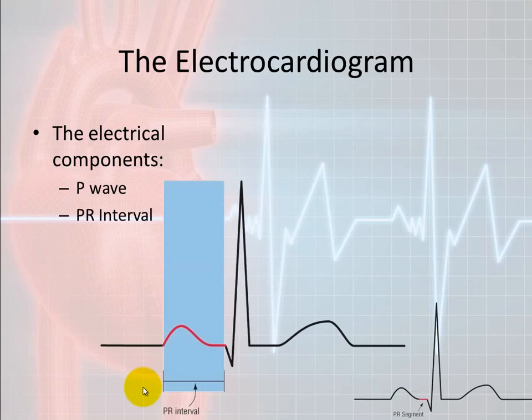Now let's discuss the PR interval. The PR interval represents the time it takes for the electrical current to reach the AV node, get through the AV node, and reach the His bundle.